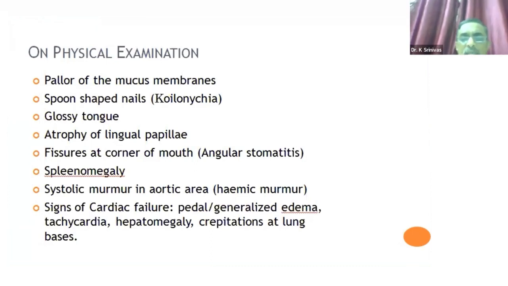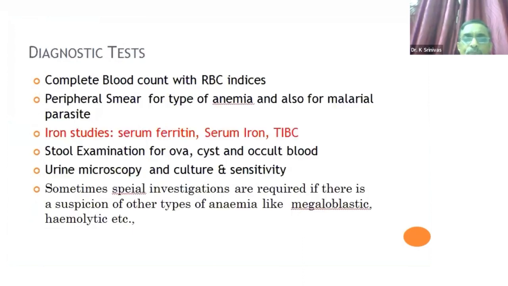And in very severe cases, you can have the signs of cardiac failure: generalized edema, pedal edema, tachycardia, hepatomegaly, crepitations at the lung bases, or she may be tachypneic, and sometimes we have even seen patients coming to us with frothy sputum, that is red frothy sputum, suggestive of acute pulmonary edema too.